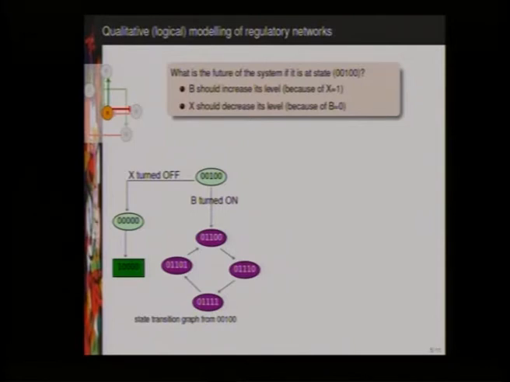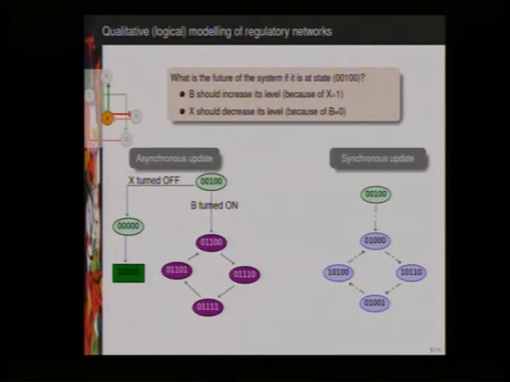And from this initial state, 0, 0, 1, 0, 0, we have two possible events. Because we don't have access to any information about delays, we will generate both transitions, both possible events. Either X is turned off or B is turned on. So we have all the potential trajectories of the system driven by the model.